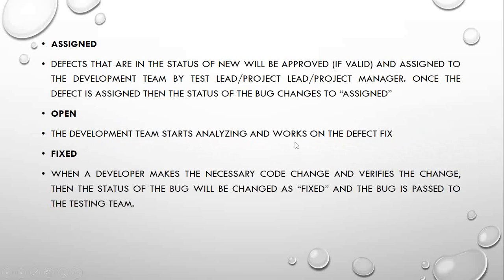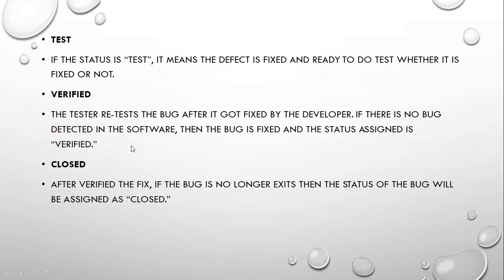Once it is assigned, our development team will be analyzing that defect, right? So at that time the status will be open. When the developer makes the necessary change and verifies it, he will mark it in Jira as fixed. Now you got the fixed status.